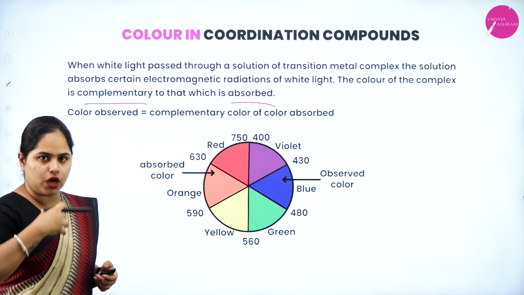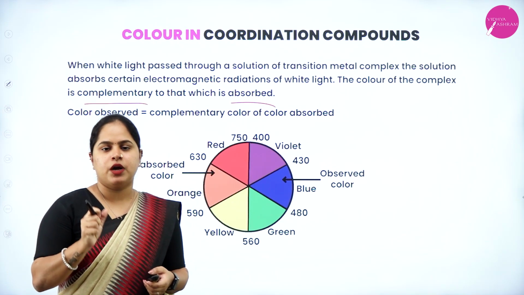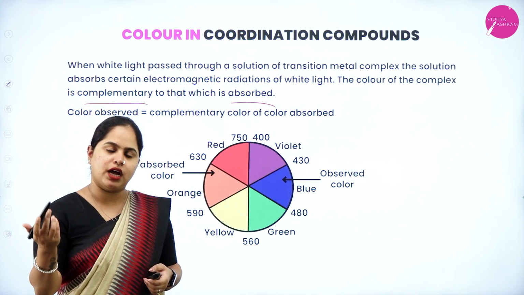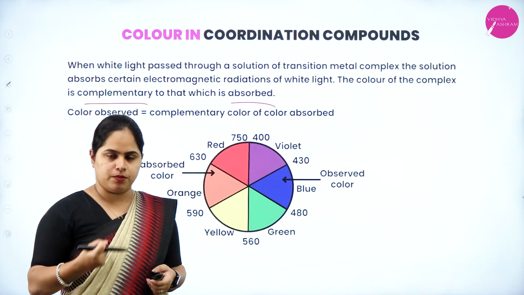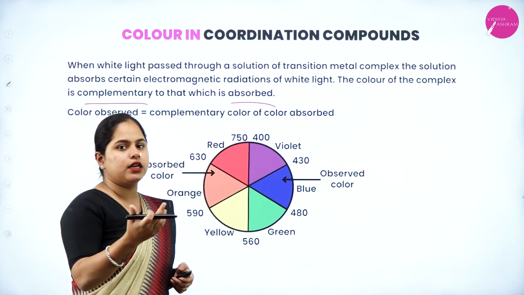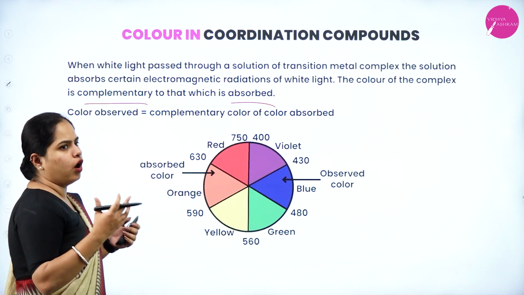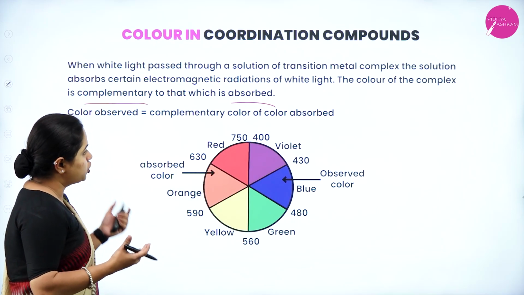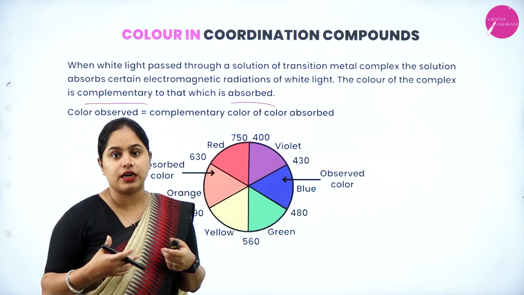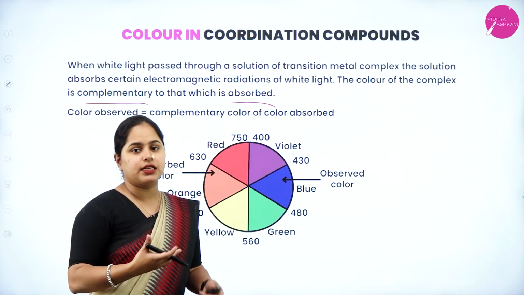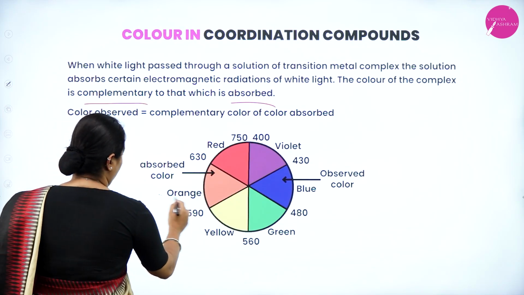So which color is absorbed? A particular range will be absorbed, right? A particular wavelength. According to that wavelength, there will be an appropriate color also, right? So that color will be absorbed. The complementary color will be shown by the compound. For example, if a coordination compound is showing the color blue, that means it has absorbed a color which is complementary to that, which is orange.